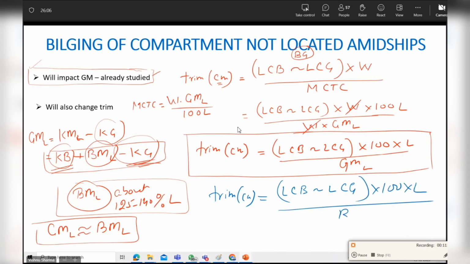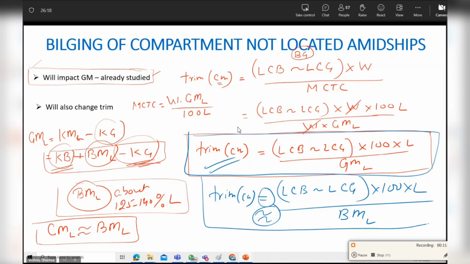We will use BML. Actually, I'm using equal to, but this is nearly equal to, but we use the equal to sign. This is the exact formula. This is the technically correct formula. This is with slight compromise, not really appreciable. It's okay. It's fine. It's a very slight difference.